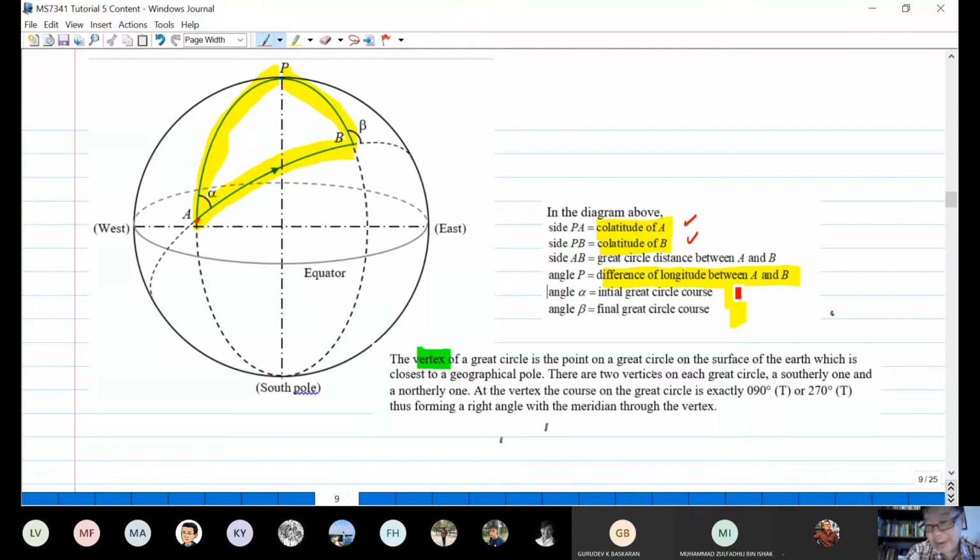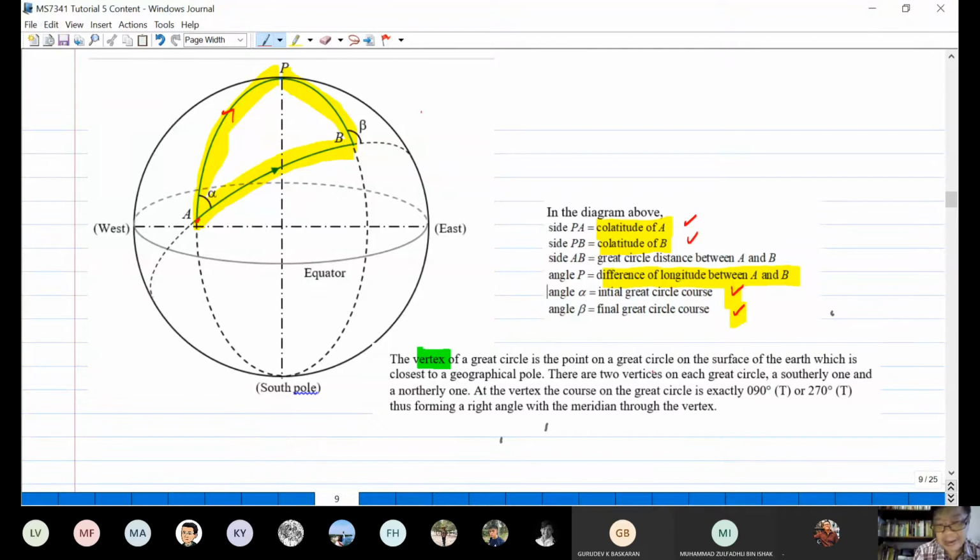Initial course measured from the North Pole. Okay, this is actually toward the North Pole. So we get the bearing of A, which is the initial course of a ship from A, and the bearing of the ship from B when it moves away is the final course.